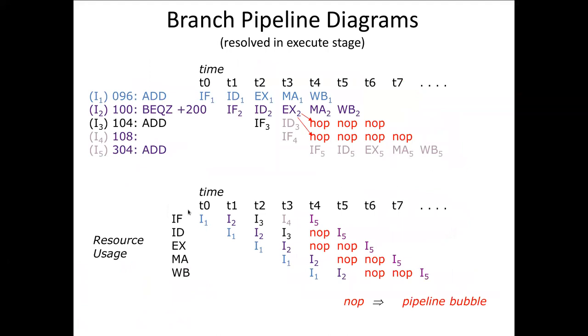So let's look at the diagrams. I think these are pretty helpful. Again, we know by the execute stage that it was taken. We're going to have to forward no op through the next two instructions because we assumed that it was going to be not taken. And now we're in kind of hot water. We're going to have to cancel these.